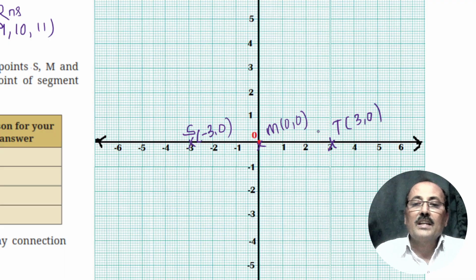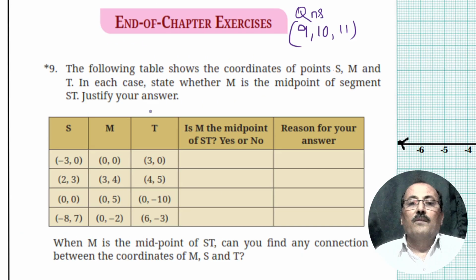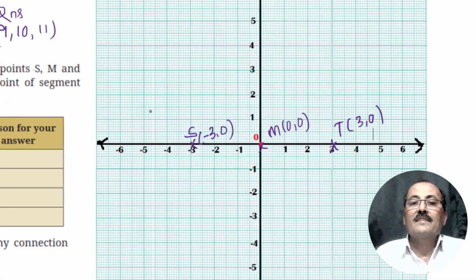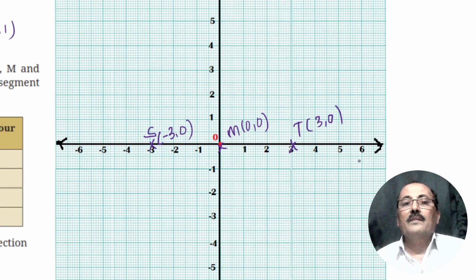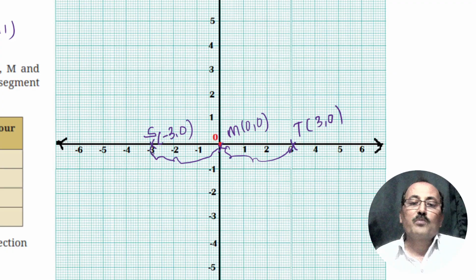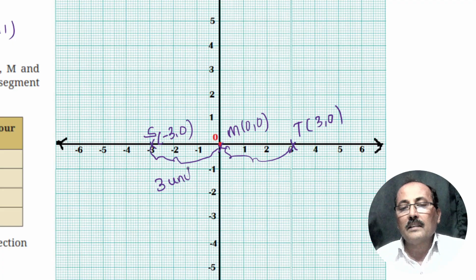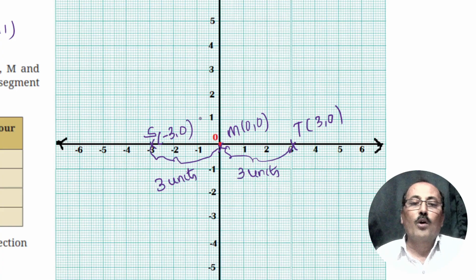Now what is the question? S, M, T are there. The following table shows the coordinates. State whether M is the midpoint of the segment ST. Yes, here you can see this is the midpoint of S and T. How is it a midpoint? You see this is 3 units, this side also 3 units. We want only the length, that's all. Whether it is minus 3 or plus 3 does not matter. So this length is 3 units and this length also 3 units. That's all. So yes, M is the midpoint in the first case.